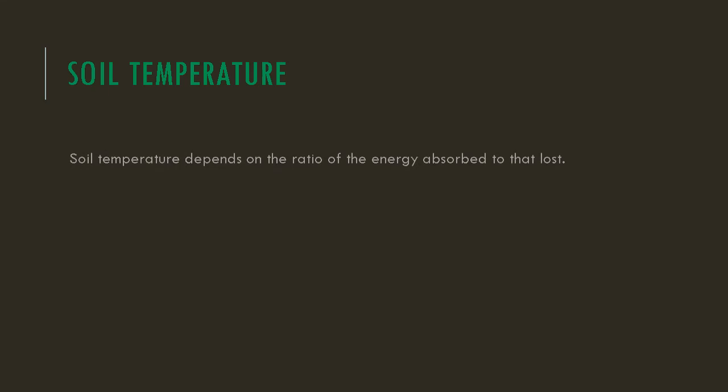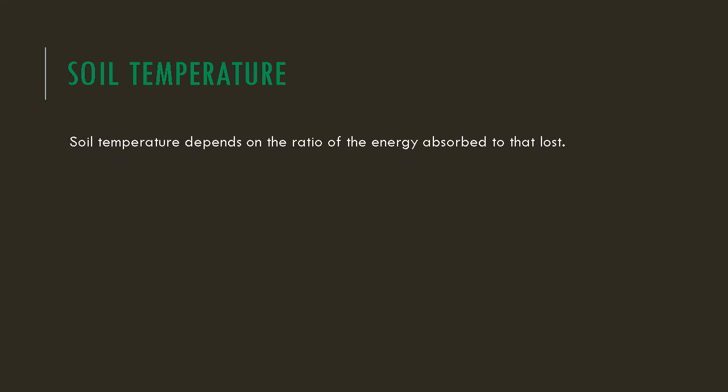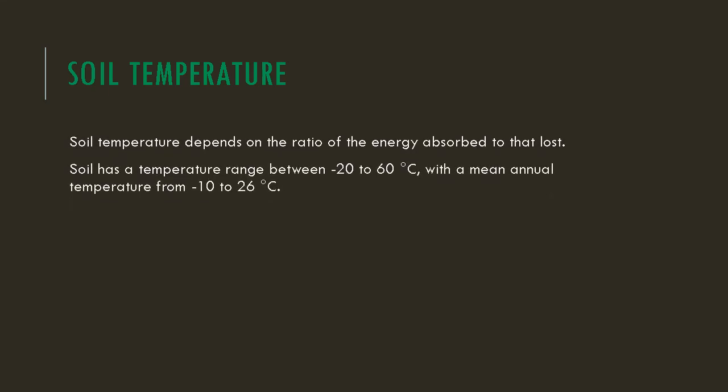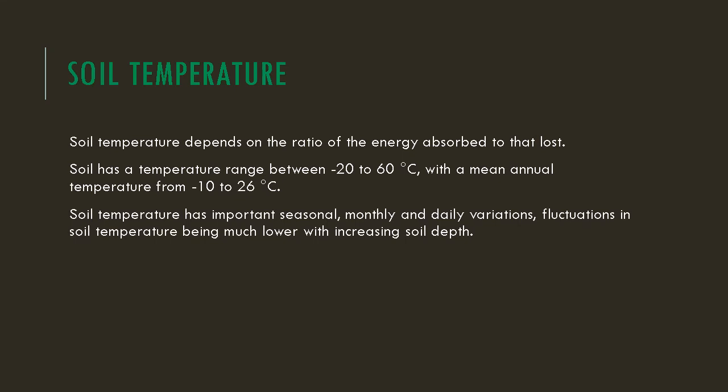Soil temperature is another parameter, and it depends on the ratio of the energy absorbed to that which is lost. When we're talking about soil temperature, we're talking about the rays that reach the Earth's surface, and some of it is reflected in the form of infrared, and that little which is absorbed influences the soil temperature. Soil has a temperature range between negative 20 and 60 degrees Celsius, with a mean annual temperature from 10 to 26 degrees Celsius.